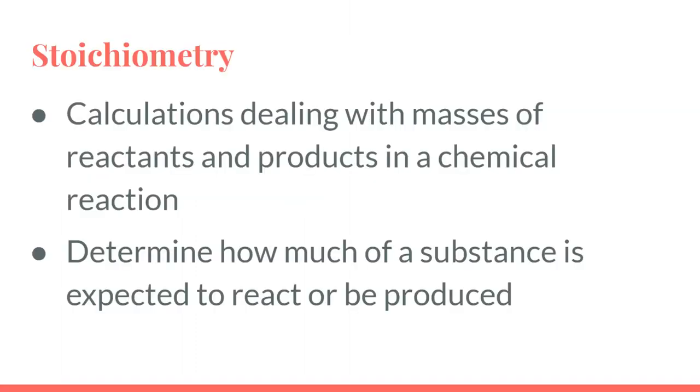true. So really what stoichiometry is in present day language is we are going to be doing a bunch of calculations that deal with the masses of reactants and products in a chemical reaction. So you should be able to, knowing only one measurement of the reactants or products, be able to determine how much of a substance is expected to react and how much is going to be produced.